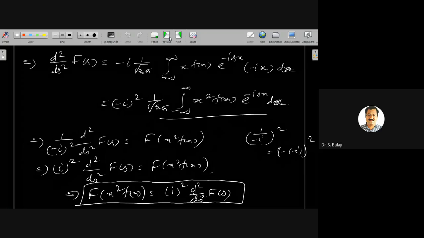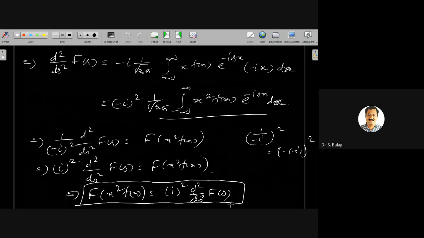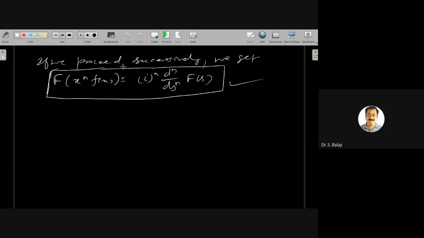In the similar way, you see the previous result. The Fourier transform of x f of x means i power 1 d by ds. The Fourier transform of x square f of x means i power 2 d square by ds square. So the Fourier transform of x cube f of x means i cube d cube by ds cube of f. In general, if you proceed like that, the Fourier transform of x power n f of x equals i power n d power n by ds power n of f.